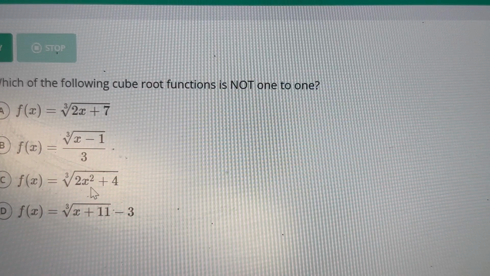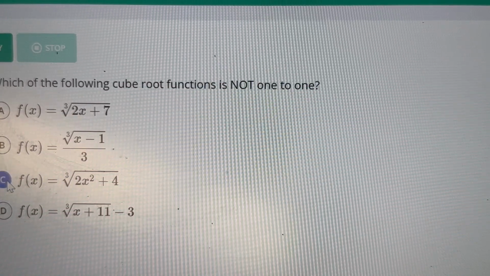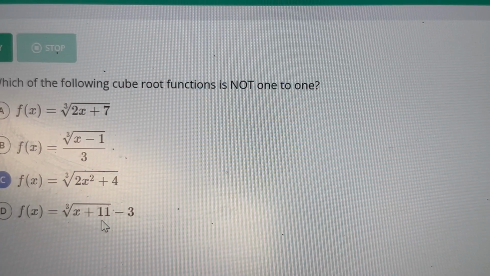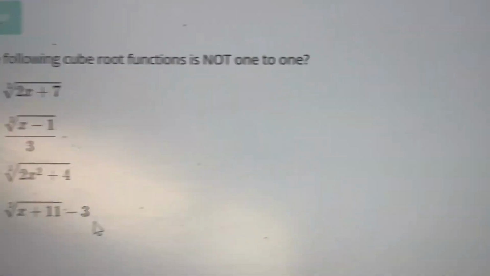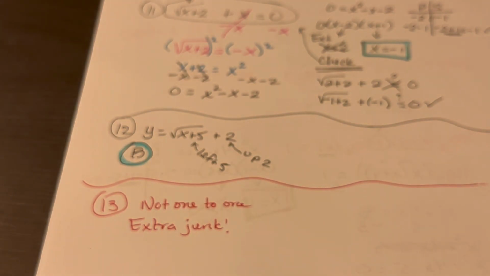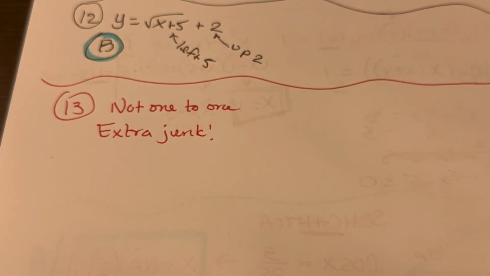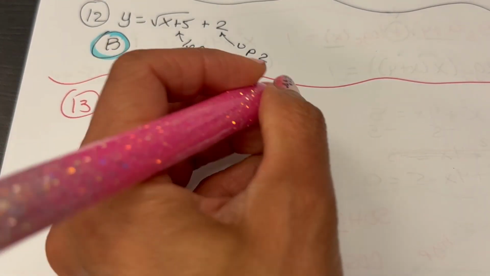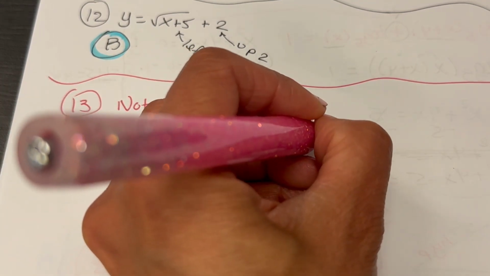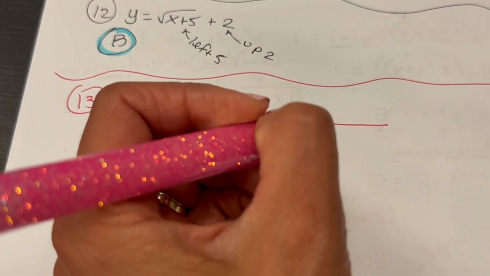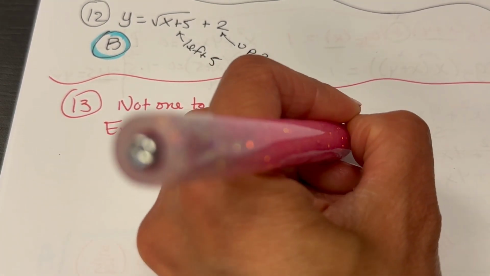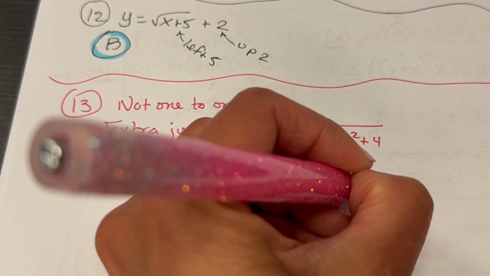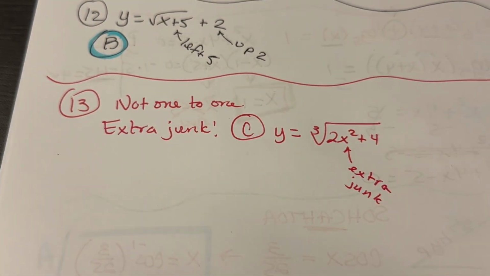This one's got an x squared. That would be considered extra junk in the trunk, the trunk being the radical. And then the last one's not, because I could see it's going left 11 and down 3. As long as I can see what the shifts are, it's one-to-one. When it's got extra junk in the trunk, it's not one-to-one. So the one that was extra junk in the trunk was letter C. That one was y equals, or f of x equals, it doesn't matter, the cube root of 2x squared plus 4. So that x squared is the extra junk. Okay.